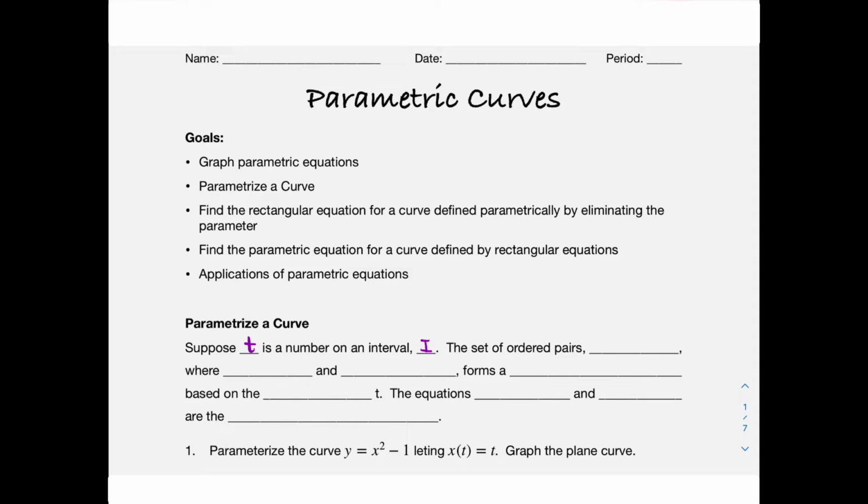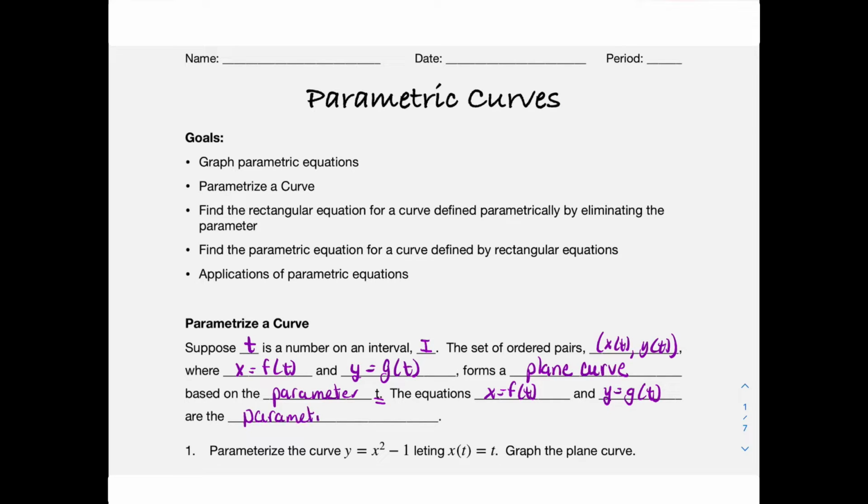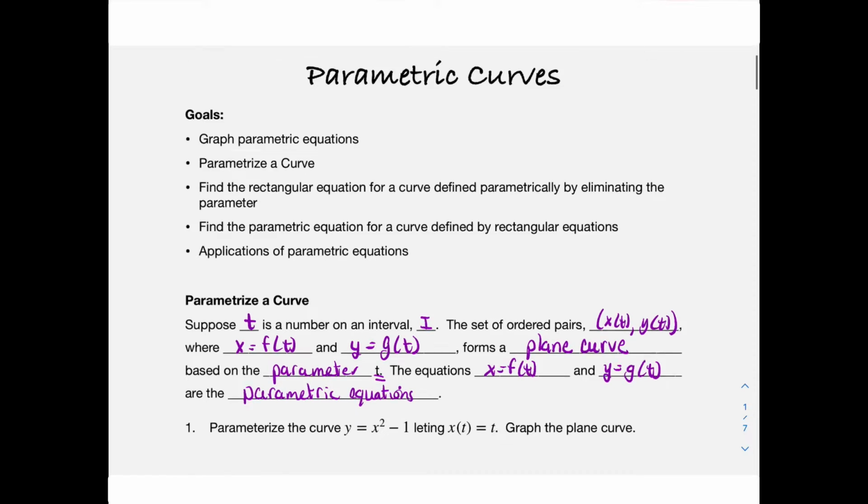So suppose t is a number on the interval I, the set of ordered pairs x of t and y of t. So x is a function of time and y is some other function of time. It forms a plane curve. That's what parametric graphs are sometimes referred to as, plane curves, based on the parameter t. So t is called a parameter. The equations x of t is equal to f of t and y of t is equal to g of t are the parametric equations of this plane curve. So each plane curve has two equations, an x of t and a y of t.